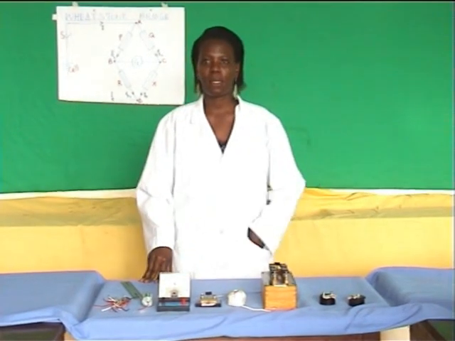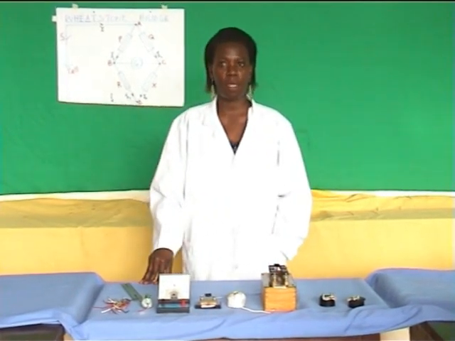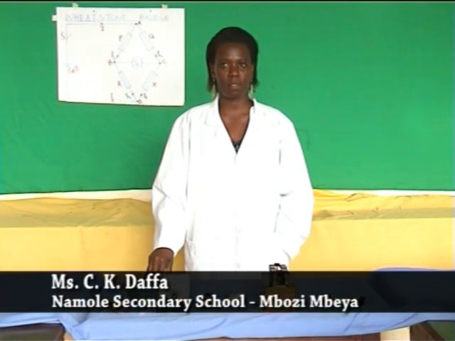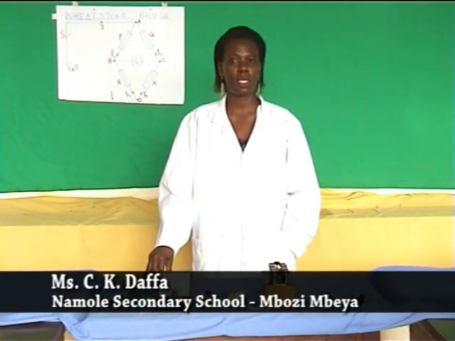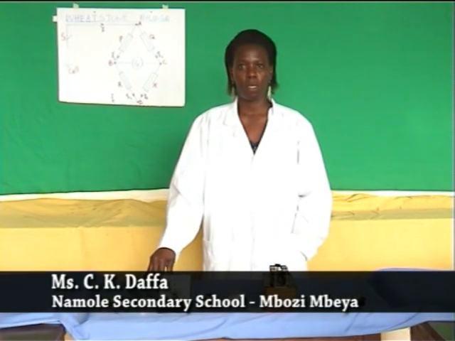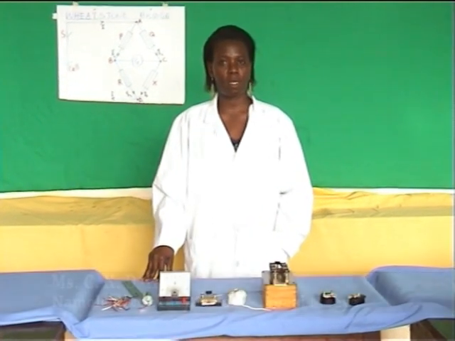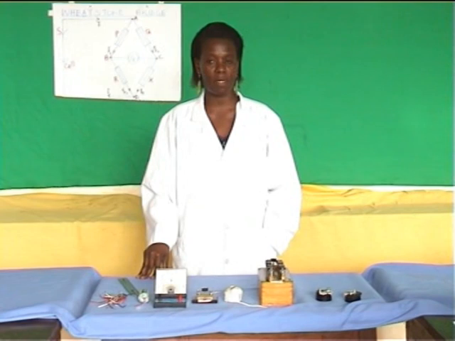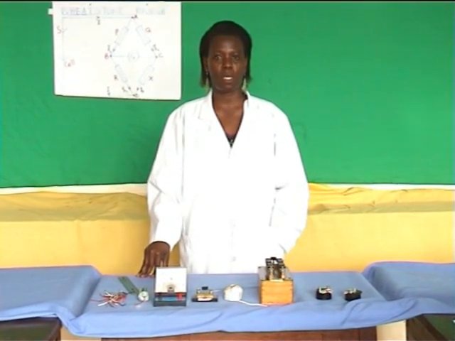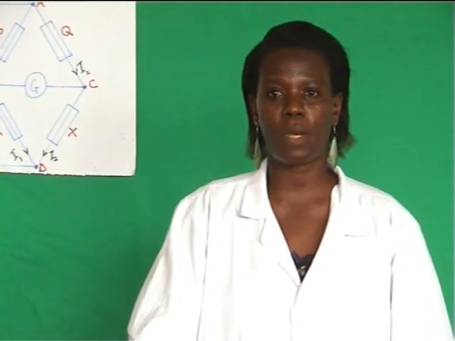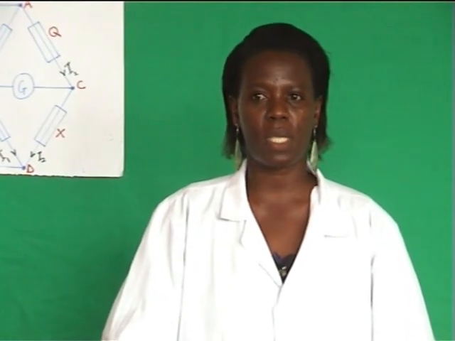Any conductor that is used to provide a known value of resistance in a circuit is called a standard resistor. The primary purpose of the resistor is to control the amount of the current flowing in the circuit. The aim of the experiment is to determine the unknown resistance by using a Wheatstone bridge.